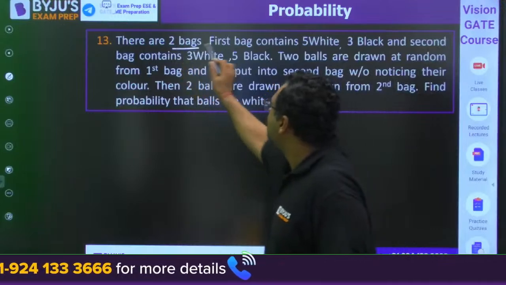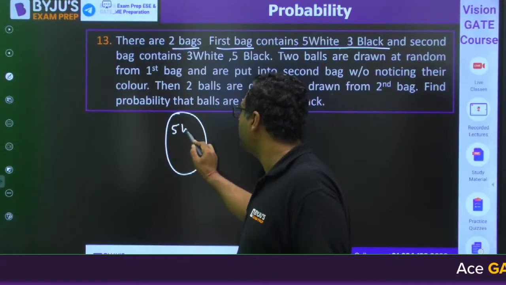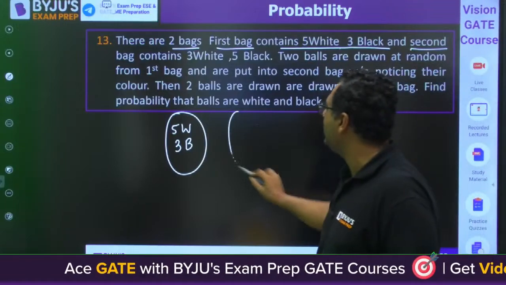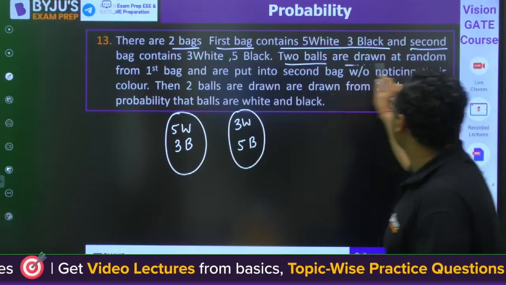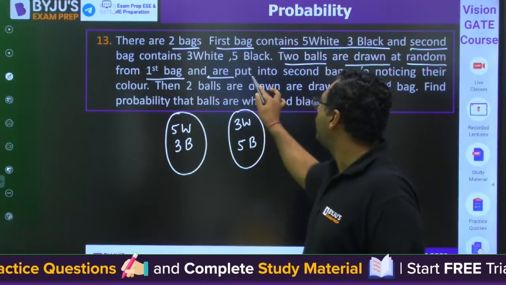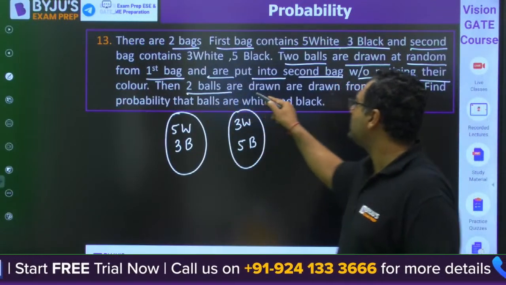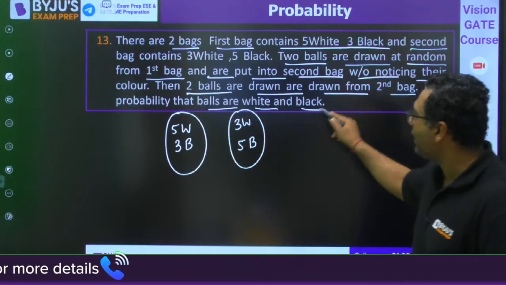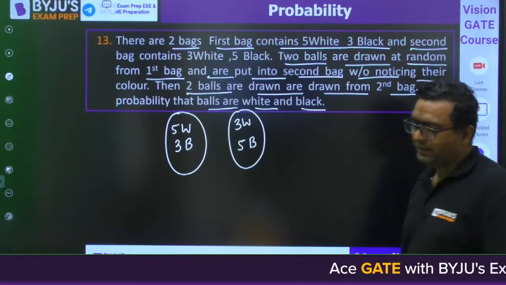There are 2 bags. First bag contains 5 white, 3 black. And second contains 3 white, 5 black. 2 balls are drawn at random from the first bag and are put into second bag without noticing their color. Then 2 balls are drawn from second bag. Find probability that balls are white and black. This is a very good question.